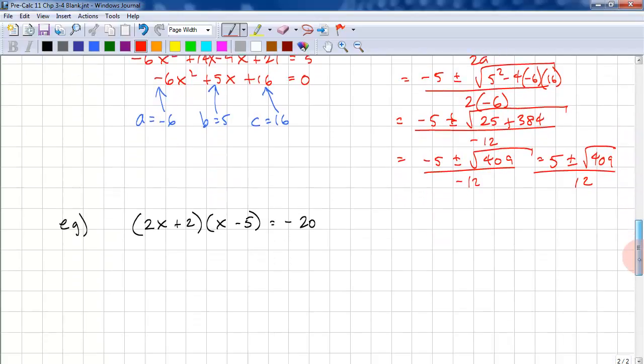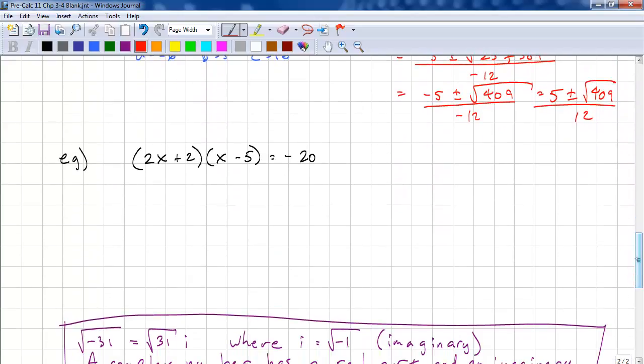One more example. Expand. First, 2x squared, outer, -10x, inner, plus 2x, last, -10 equals -20. Combine: 2x squared minus 8x, and this becomes positive 20, so this is plus 10 equals 0.